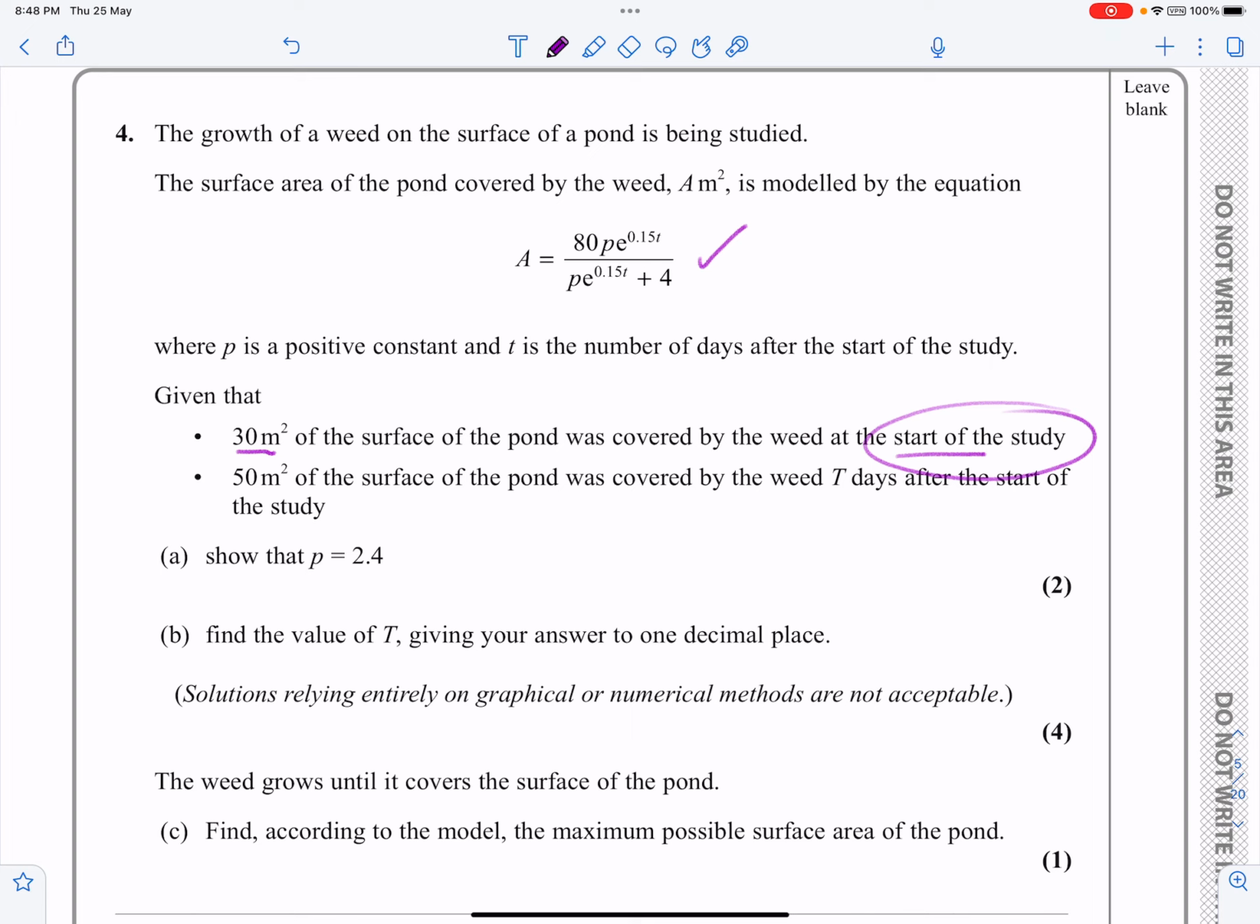If I put that information in, what should happen is that I'm able to work out what the constant P is going to be. Then the second part, it tells me 50 meters is after T days. Because I'll have my P going in there, I should be able to rearrange that and work out what capital T is. Right, so we've got a game plan. Let's get started and have a go at doing it.